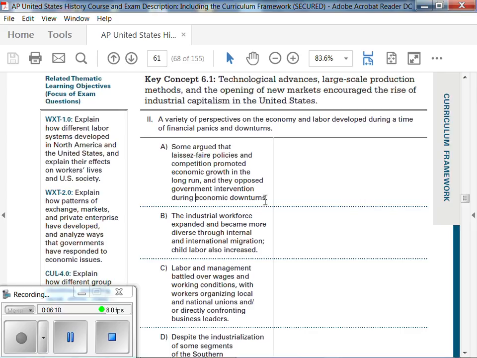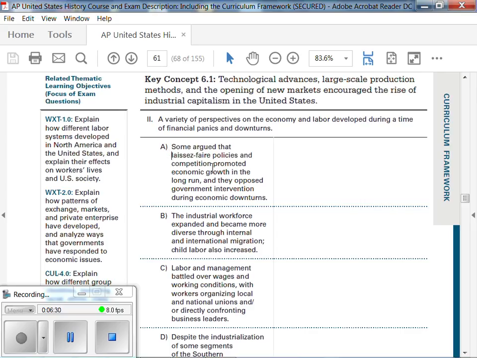So the first thing I notice in here is this last phrase, economic downturns, and that leads me to want to put over here a couple of examples of economic downturns in this time period, the time period from 1865 to the 1890s that we're working in here. So I would think of the Panic of 1873 and the Panic of 1893. Those are the 2 big economic downturns in this time period.